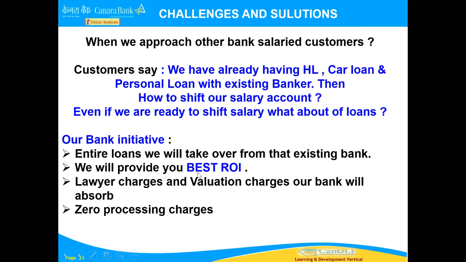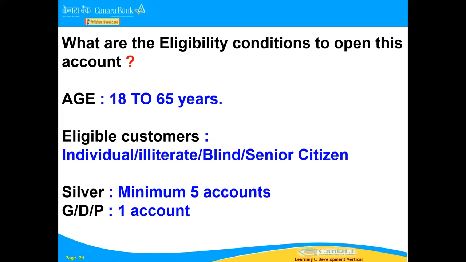This is to bring the salaried customers who are already having loans. For example, you went to an SBI salaried customer. You have told all these features. He wants to come, but he says, sir, I already have a car loan, housing loan there. You can bring them, and the bank will absorb these charges: valuation, lawyer, and processing charges. Eligibility already told, 18 to 65, minimum 5 accounts for silver and GDP.